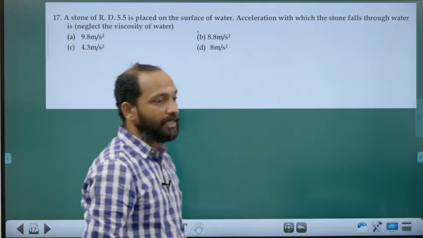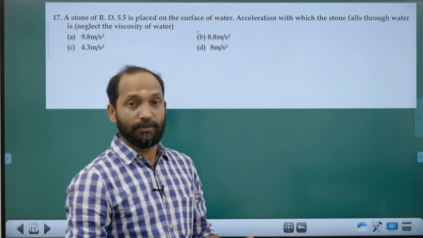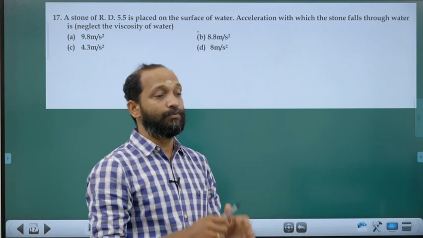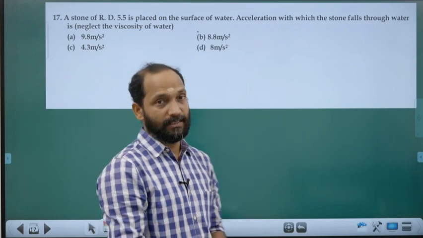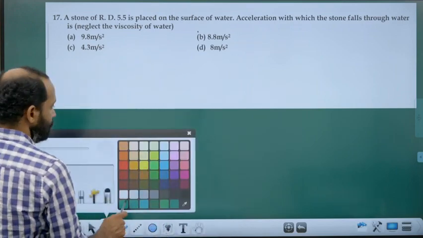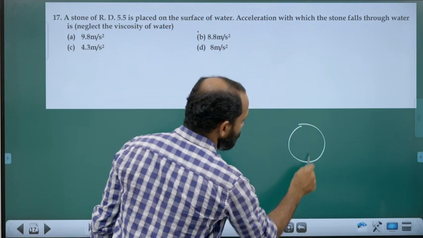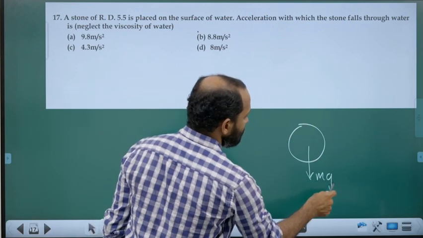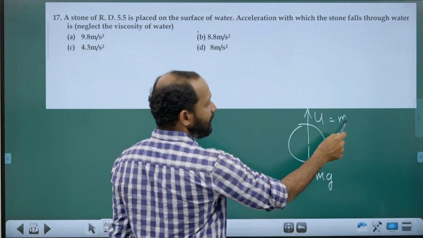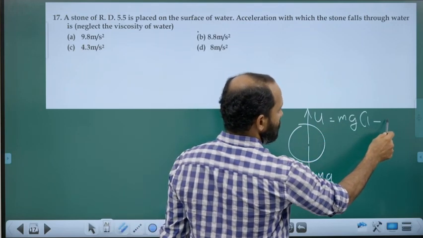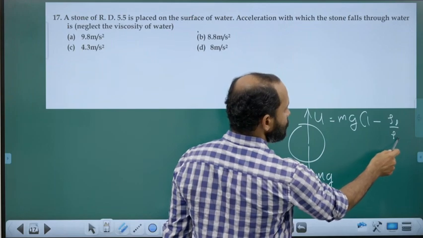Question 70. Stone of relative density 5.5 is placed on surface of water. Acceleration with which stone falls through water, neglect the viscosity of water. Okay. So neglecting the viscosity of water, there are two forces only. That is weight and upthrust. What is upthrust? In earlier two problems we have used this formula, 1 minus rho liquid by rho solid.